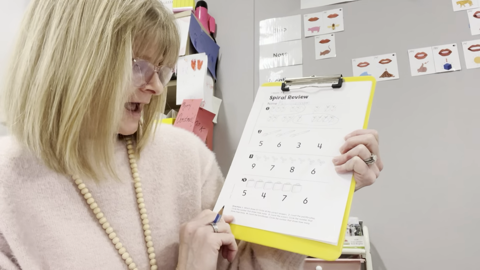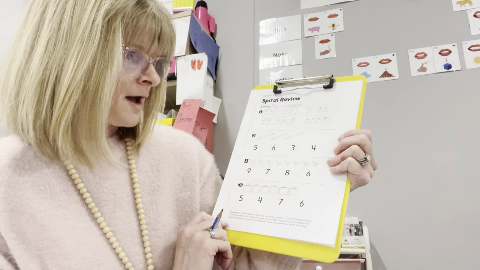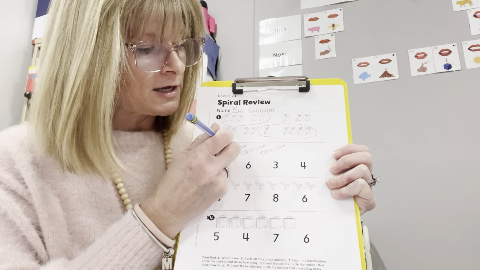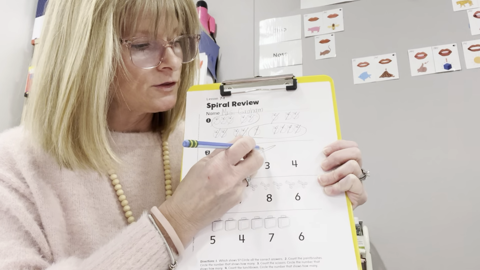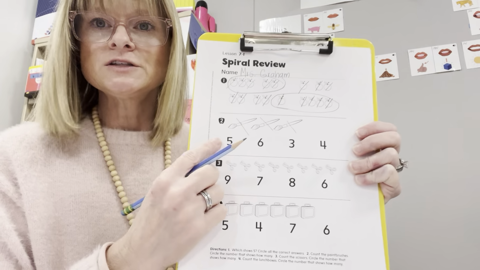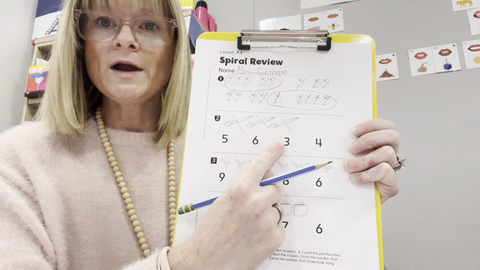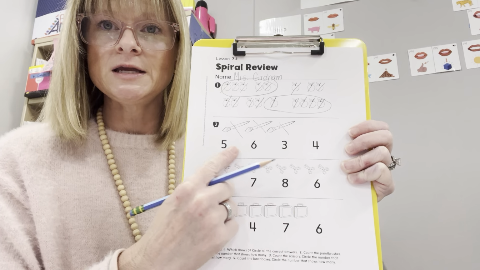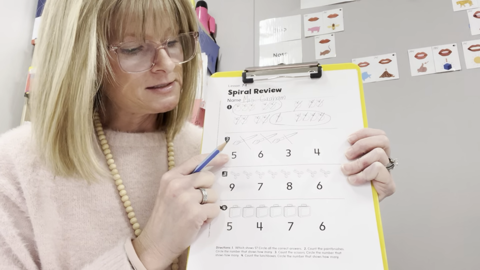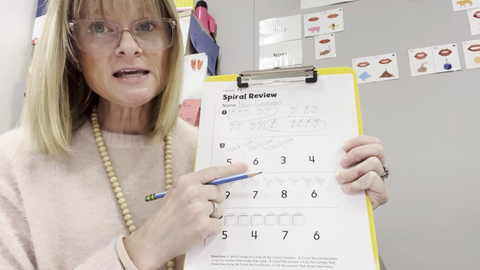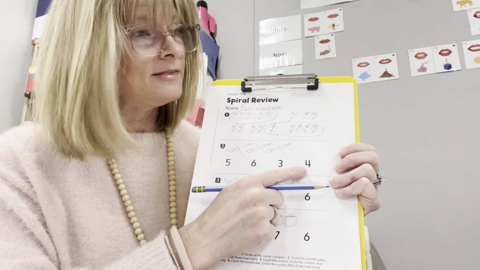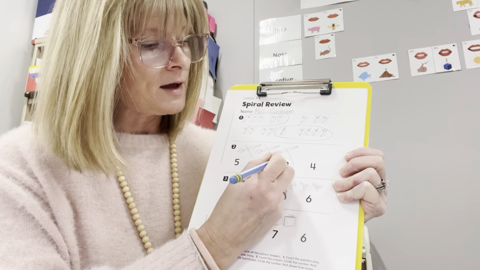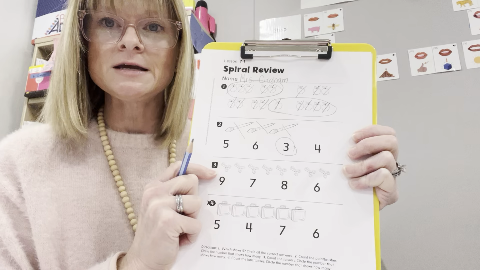Number 2 says, count the paintbrushes and circle the number that shows how many. So let's go ahead and count them. I'm gonna cross them out. 1, 2, 3. Okay, so now you need to circle which number shows 3. Which number is the number 3 here? Okay, this is the number 5, this is 6, that's 3, and that's 4. So how many paintbrushes did we have? 3, so I'm gonna circle that number 3.